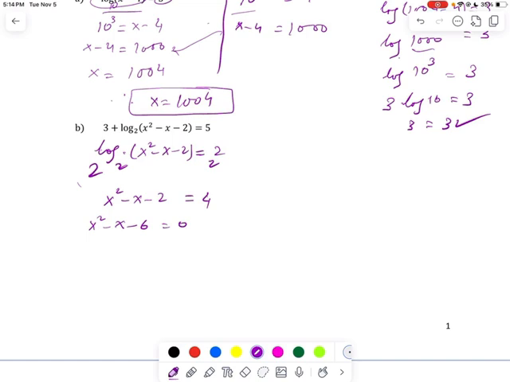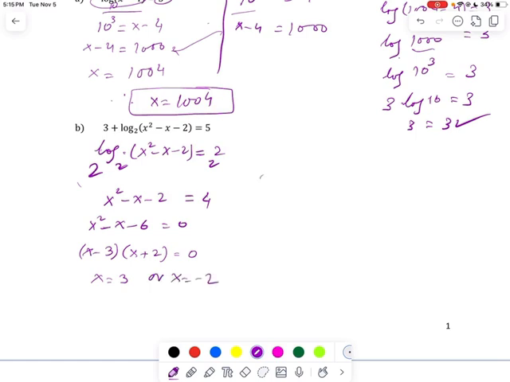Now factor. Factoring should be the first thing that should come to mind when you see a quadratic equation. And if factoring doesn't work, then try the quadratic formula or completing the square. Here I get x minus 3 and x plus 2 as our factors. So setting each factor equal to 0 gives me x equals 3 or x equals negative 2.